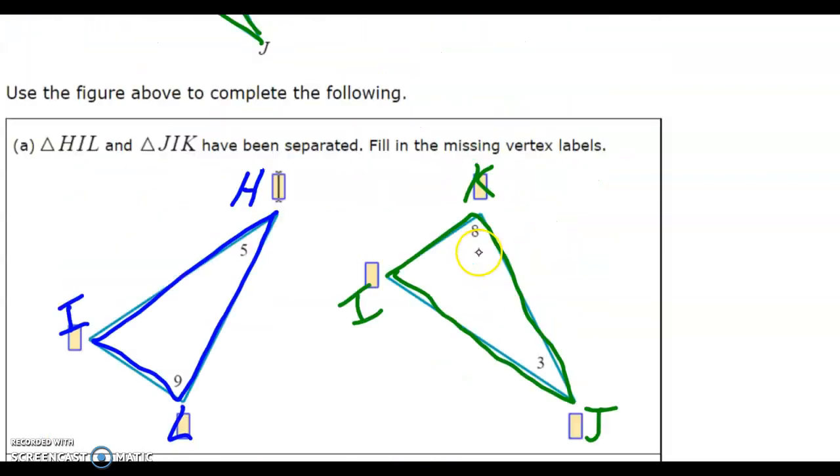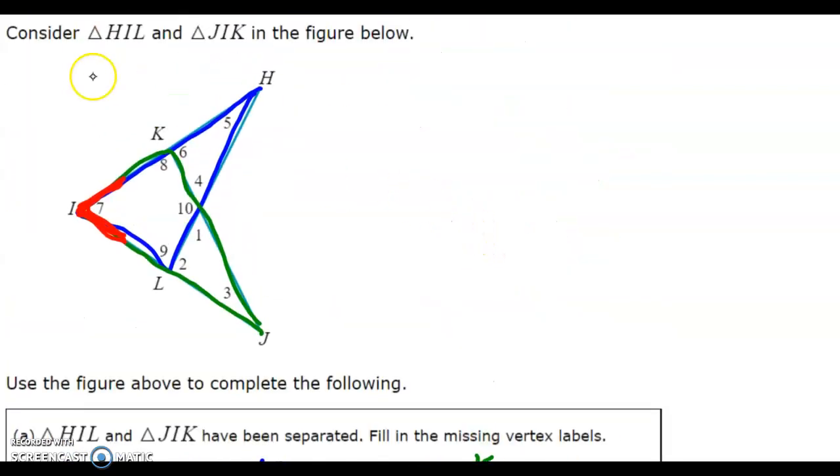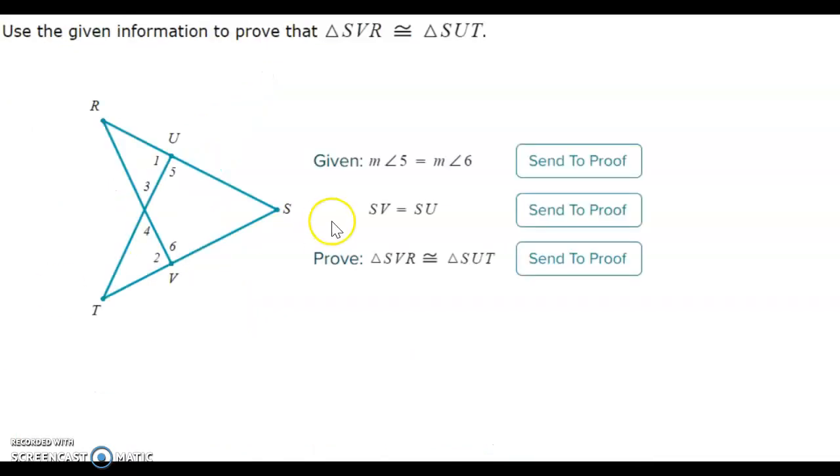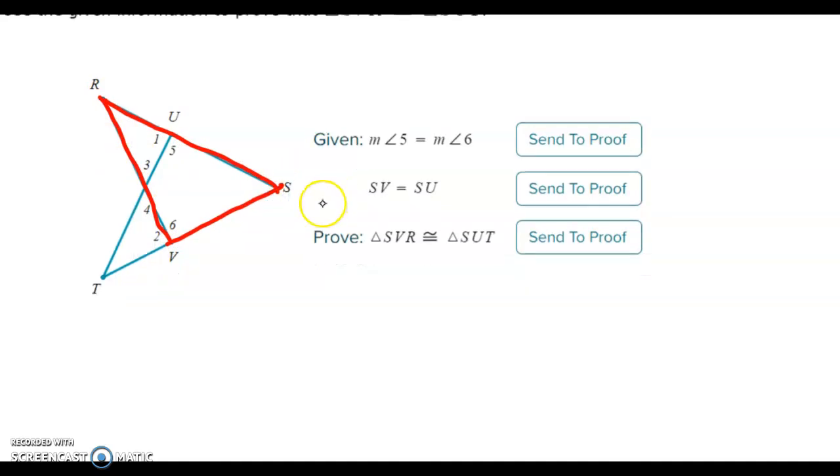Okay, so these couple problems that you're going to have on your homework are just getting you prepared to set up for these proofs. So now on these proofs, SVR and SUT is what we need to prove congruent. So let's do what we just did. SVR. Let's kind of tear these two things apart.